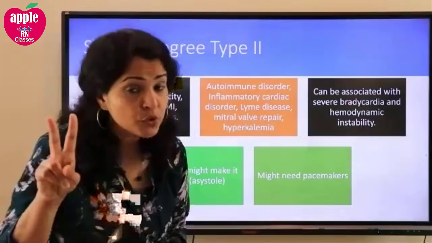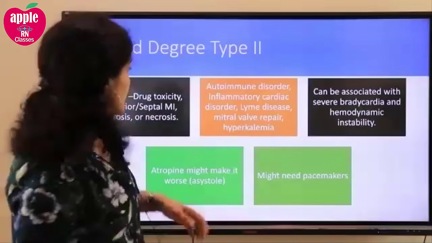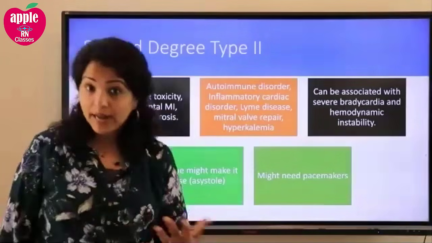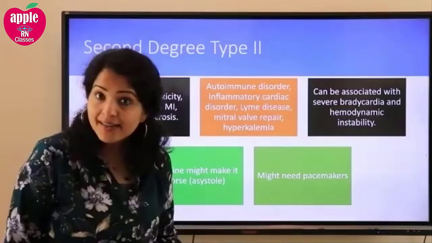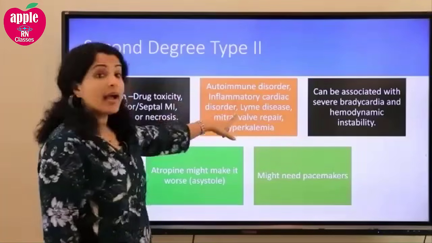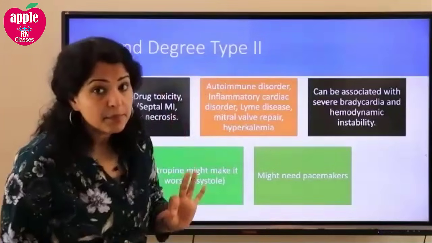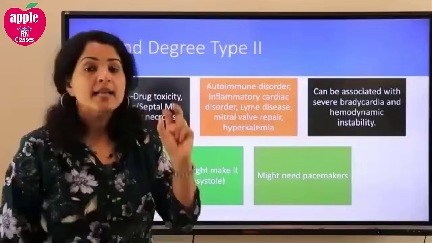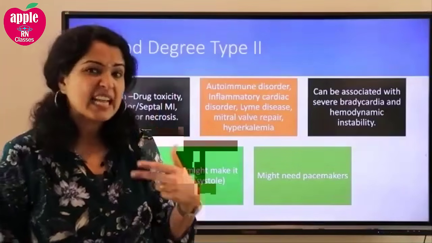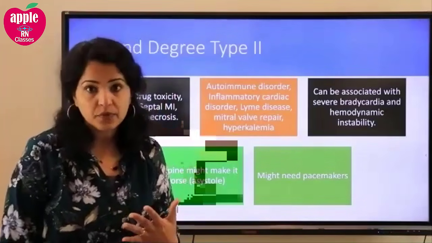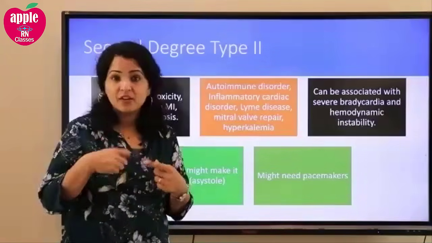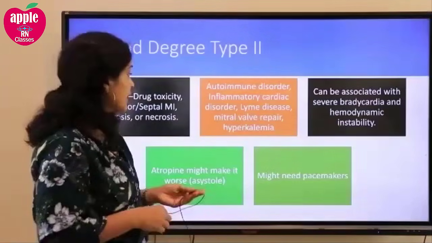Okay, second degree, type 2. So autoimmune disorder, inflammatory cardiac disorder. Inflammatory meaning like your endocarditis or myocarditis, that kind of itis problem, that is an inflammatory cardiac problem. Lyme disease, please remember that. Lyme disease can cause second degree heart block type 2, because of the scarring that can happen in the myocardium. And mitral valve repair, when there is valve repair, that can happen.